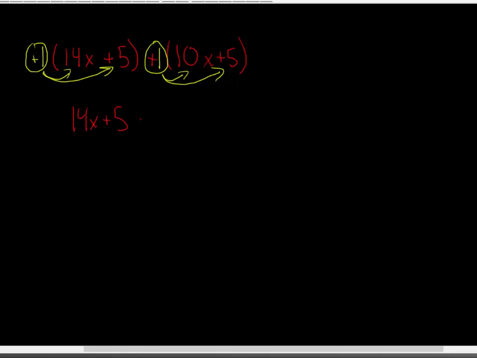14x plus 5 plus 10x plus 5. 14 and 10 is 28, and 5 and 5 is 10. Don't forget the x on the 28. Just combine like terms. Nothing too difficult there.